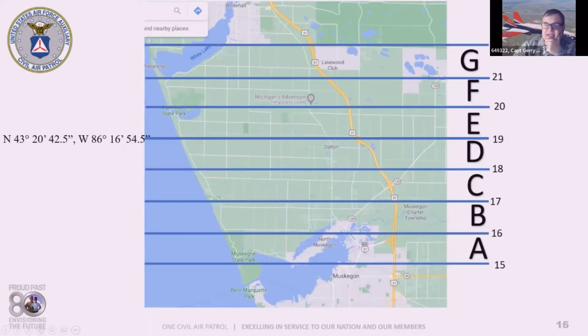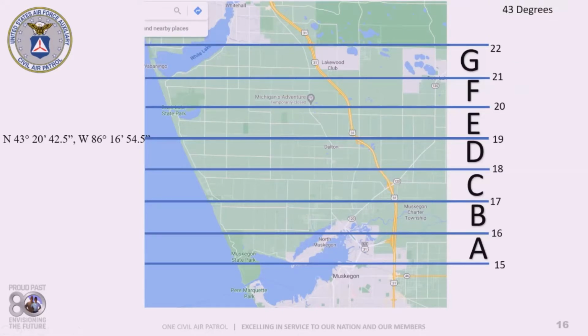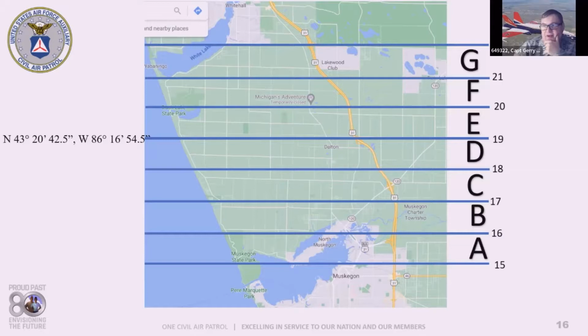So let's bring it down again. We figured out the degrees, so let's narrow down the minutes. We're looking for 20 minutes, 42.5 seconds. G? I think it's F. F, all right.